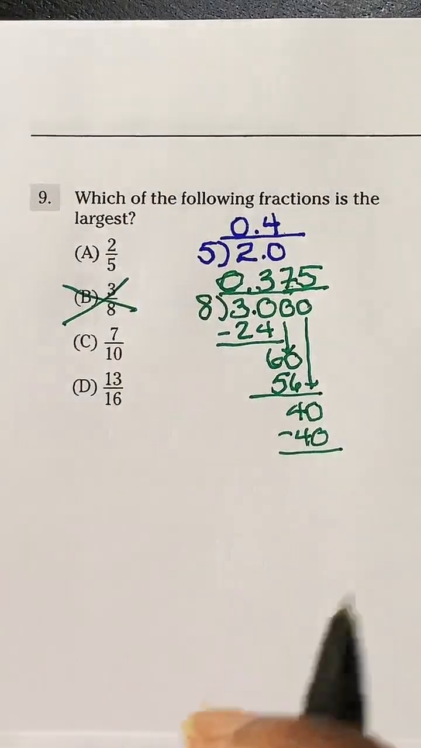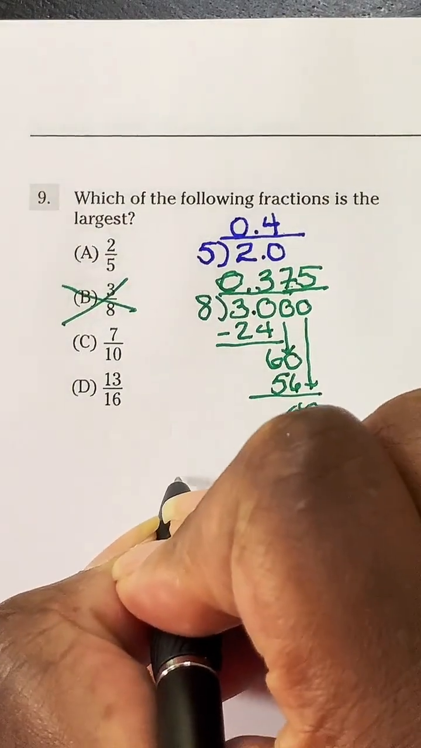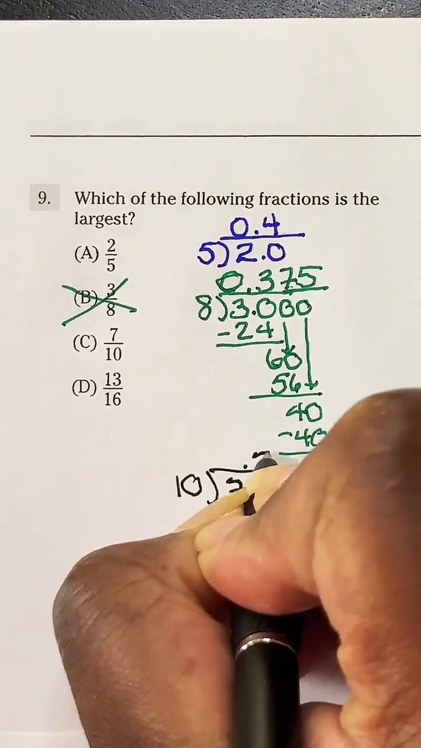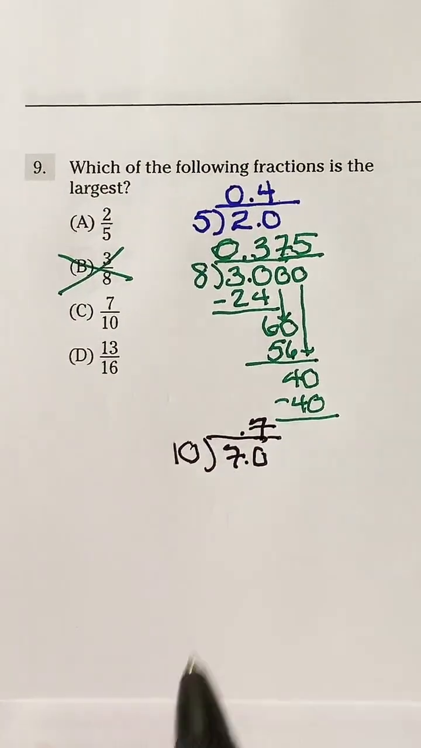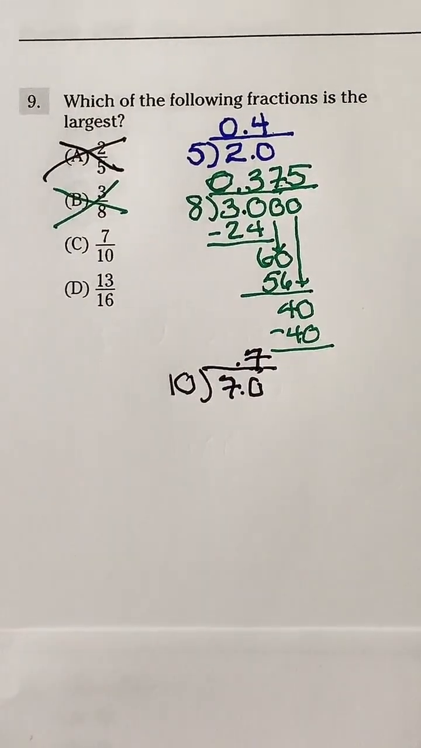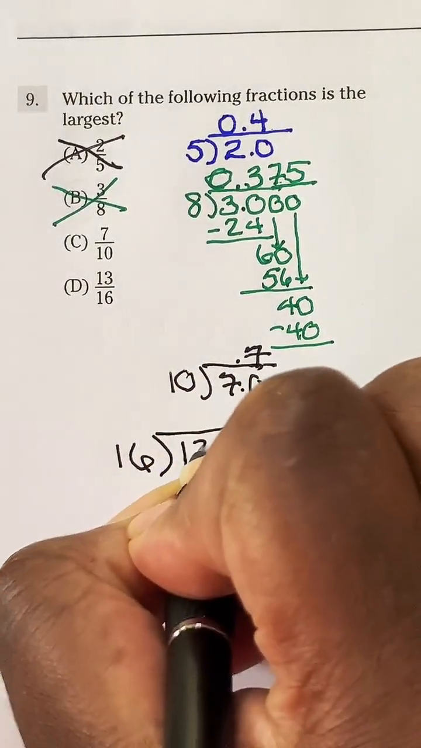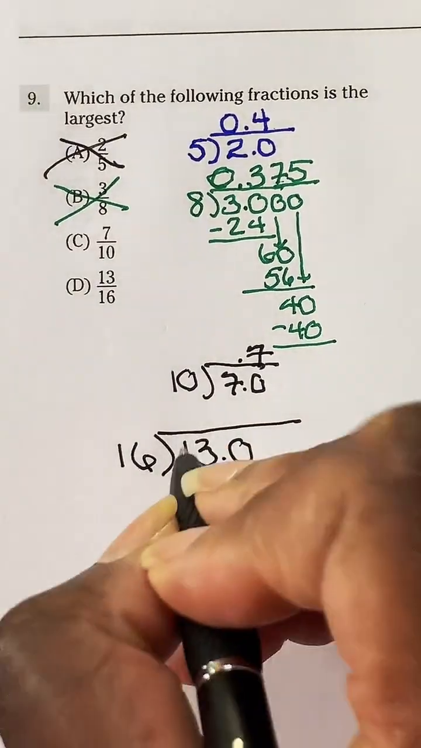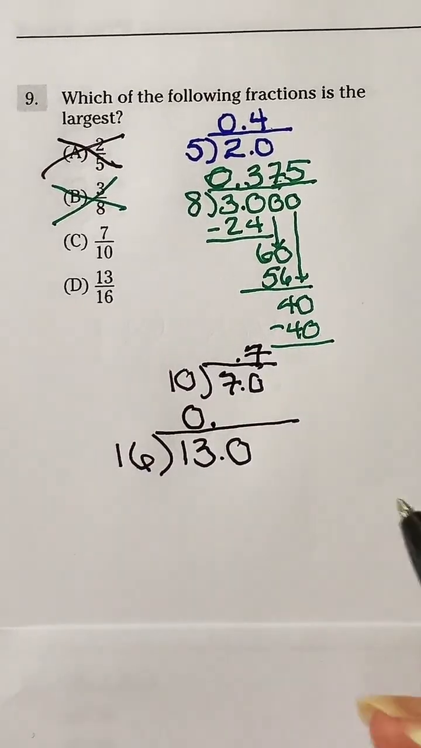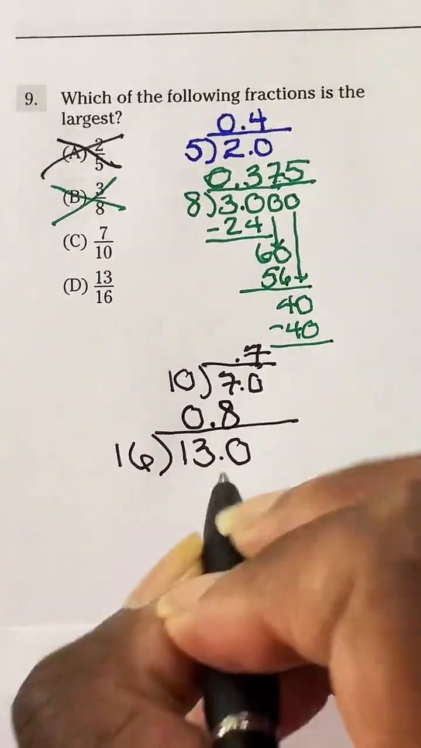Okay, so that's done. Now, 7/10, that's the same as saying 0.7. So that's looking pretty good. That means A is done. But now we got our 13/16. How many 16's can go into 130? I know for sure it's bigger than 7. It's actually going to be 8.